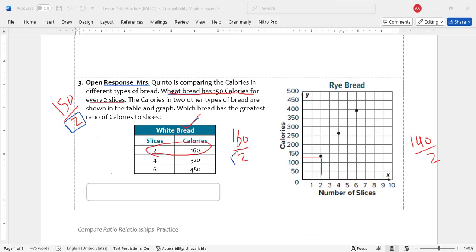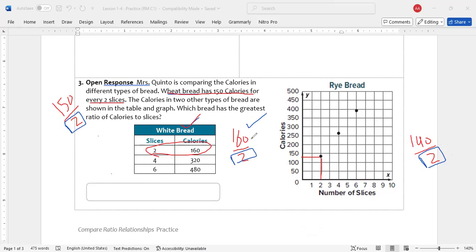Then how many calories are there in the white bread for two slices? Now I will see how many calories. This is 150, this is 160, and this is 140. So which number is greater? This 160 is greater than all the other numbers.